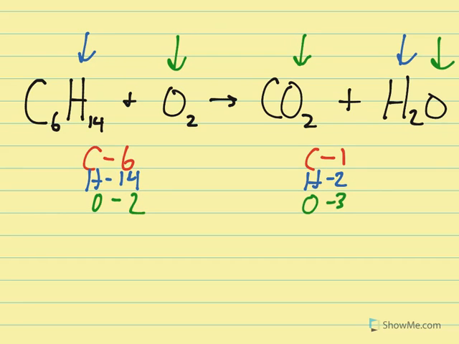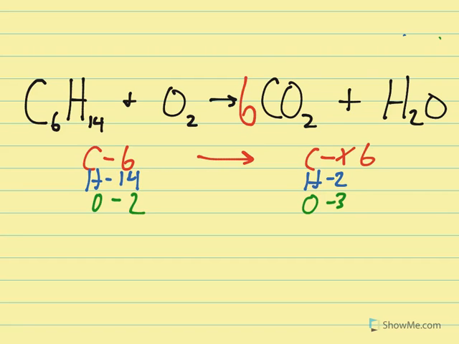So my advice here would be, it doesn't matter where you start, but generally it's best if there's an element by itself to leave that one for last to balance. So this O2 that's sitting all by itself with no other elements attached to it, I would balance oxygen last because of that. So let's just start with these carbons. There are 6 on the left, so there need to be 6 on the right, so I'll put a coefficient of 6 out front here.